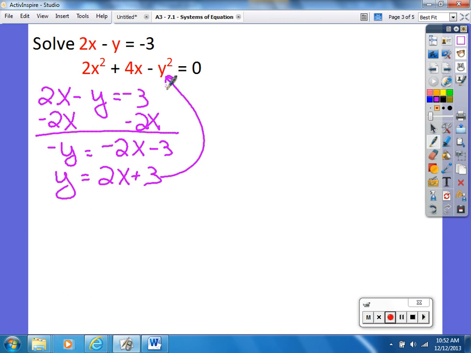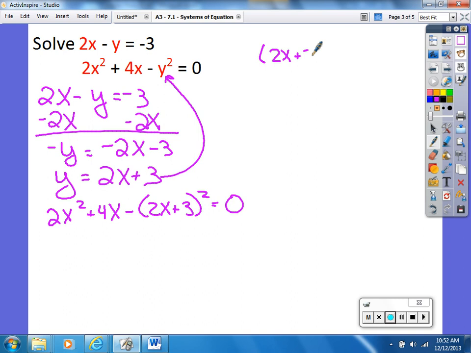That's substitution, right? So I'm going to rewrite it. 2x squared plus 4x minus 2x plus 3 squared equals 0. Do I distribute that square? Does that work that way? Are you allowed to distribute a square? No. There's a plus or a minus. I can't do that. So what do I need to do off to the side to help me? I need to write the 2x plus 3 twice. This is my little word section right here. 2x plus 3, 2x plus 3.